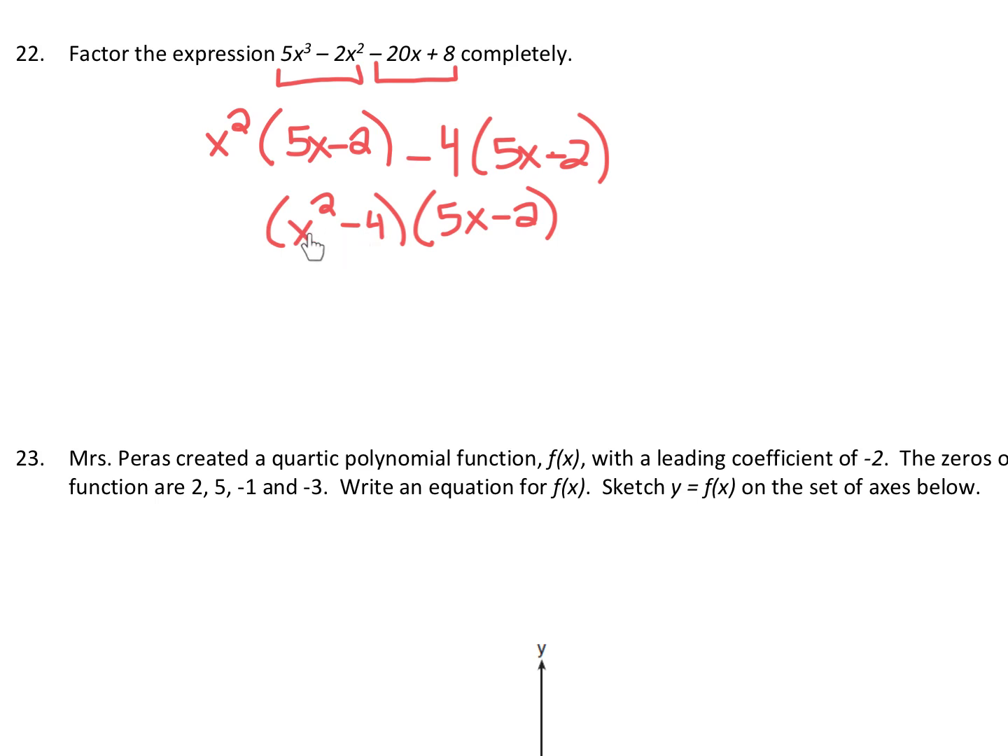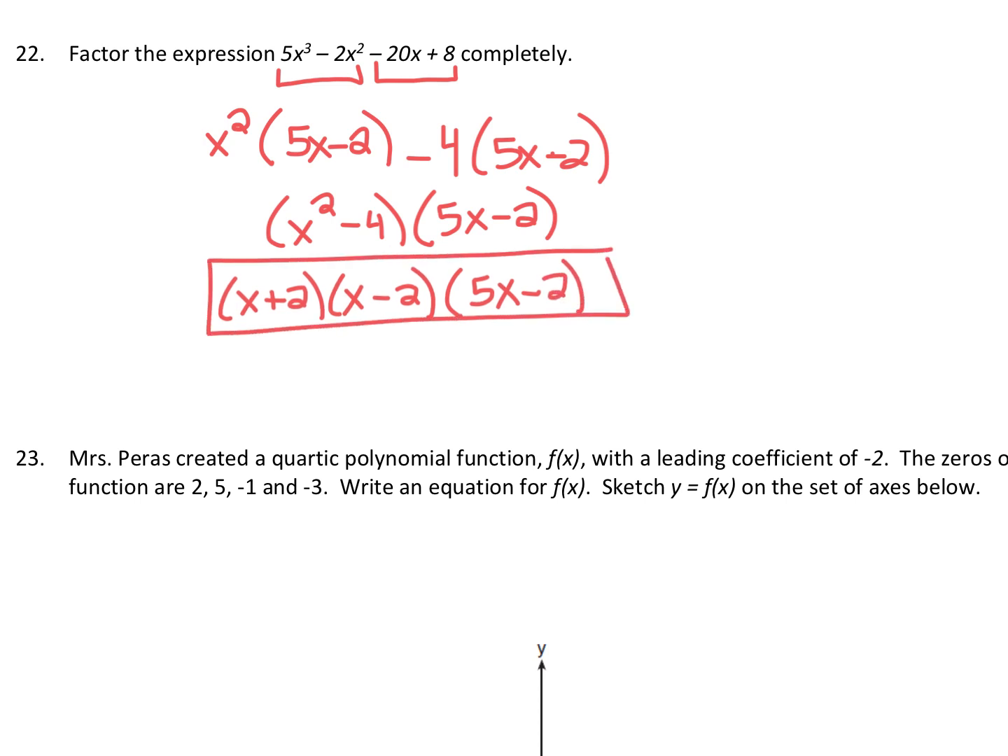Now, if we look here, right, don't we have a difference of perfect squares? All right, so we could factor that further to x plus 2 and x minus 2. And then we're just going to take the 5x minus 2 and bring that right down. All right, so that's a pretty quick one. So that's it. That is fully factored.